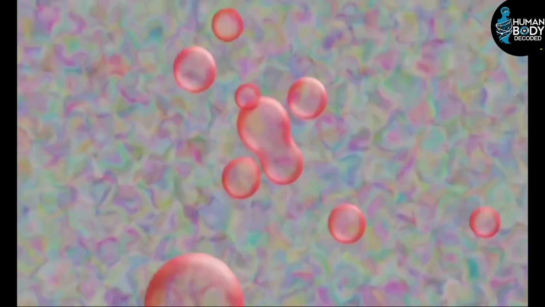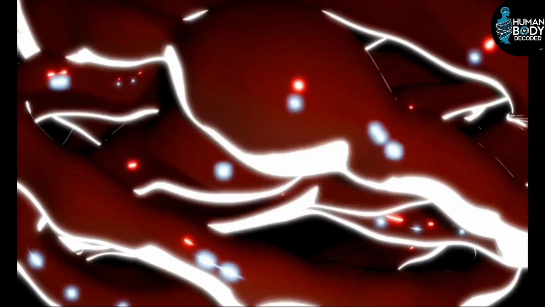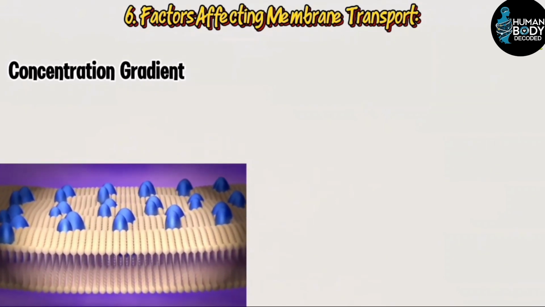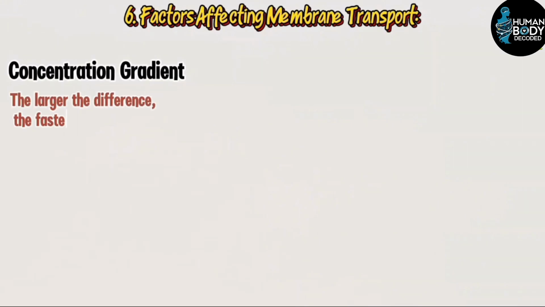Now that we've covered the basic types of membrane transport, let's discuss some factors that can affect how substances move across the cell membrane. Number 6, factors affecting membrane transport. Concentration gradient. The difference in concentration between the inside and outside of the cell plays a major role in transport. The larger the difference, the faster the substance will move.